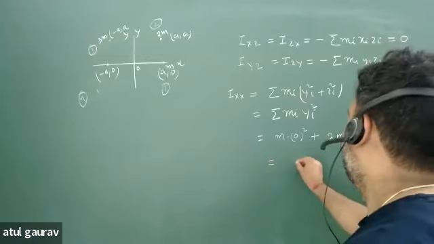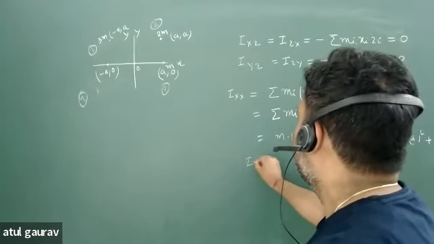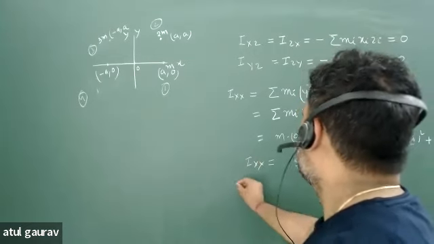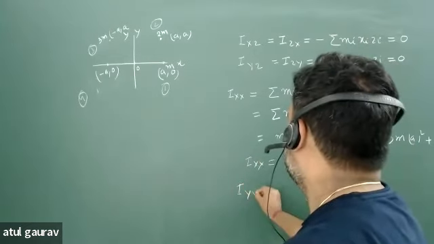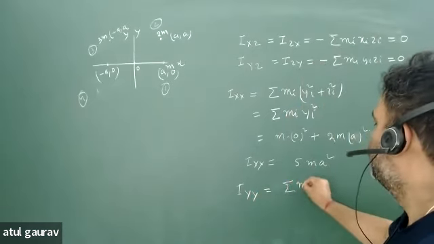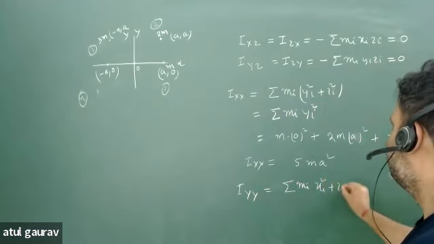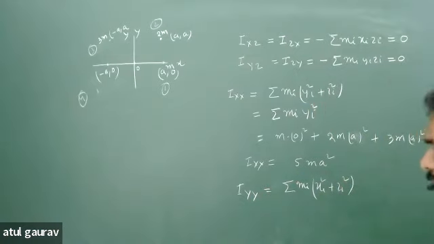5m a square. So this is our Ixx. Now let's go for Iyy. What will be our Iyy? That is summation over mi xi square plus zi square. Again, your zi square is equal to 0 every time. So what you have is summation over mi xi square.